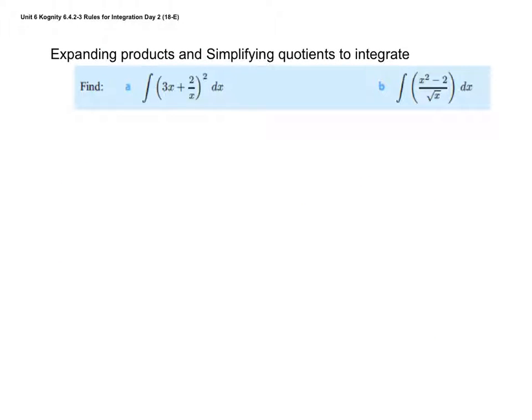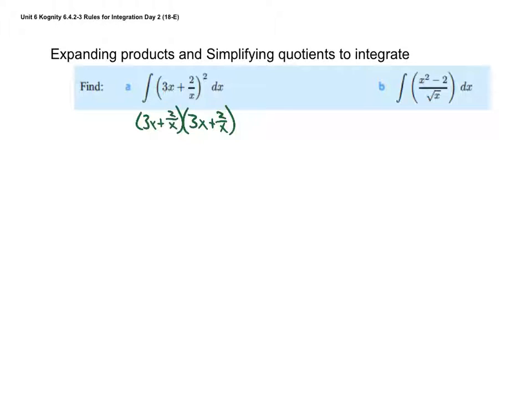Now, like I said, there is no product rule or quotient rule for integration. There's also no chain rule for integration. So when we have something like the integral of (3x plus 2) over x squared dx, the only way that we can do that is by actually foiling it out. So we have to actually do the (3x plus 2) times (3x plus 2).